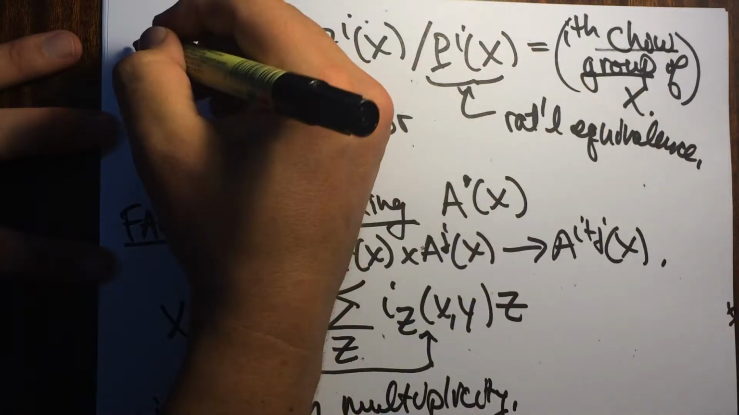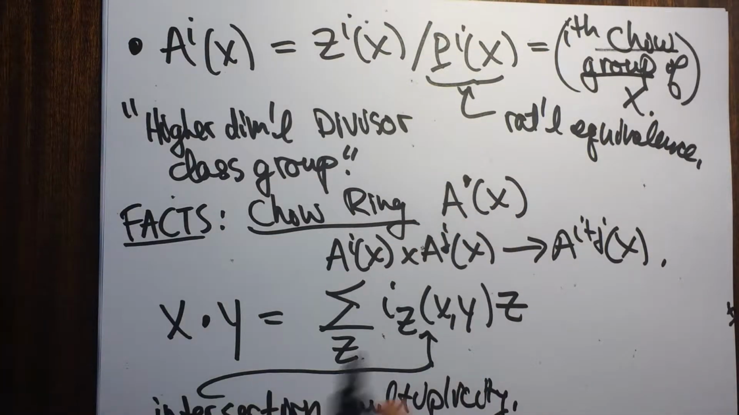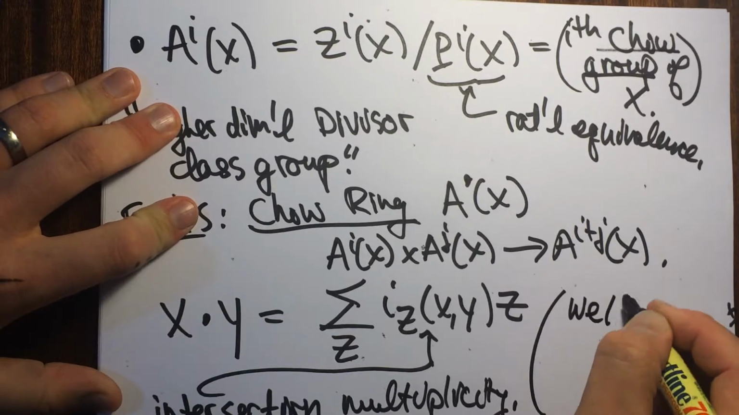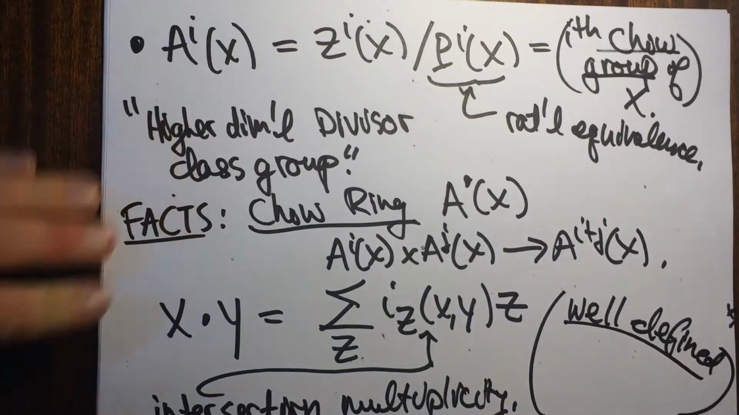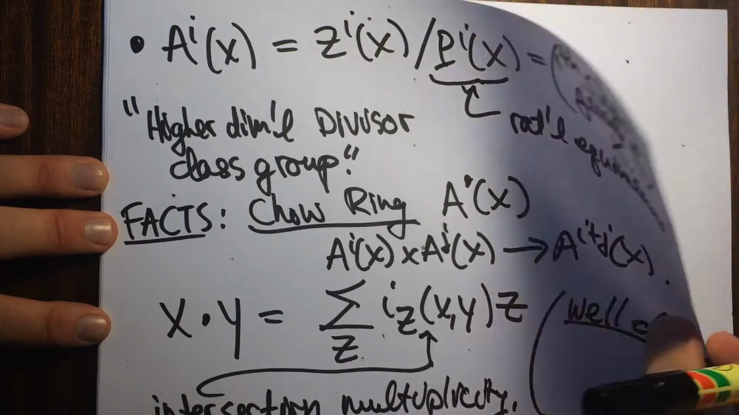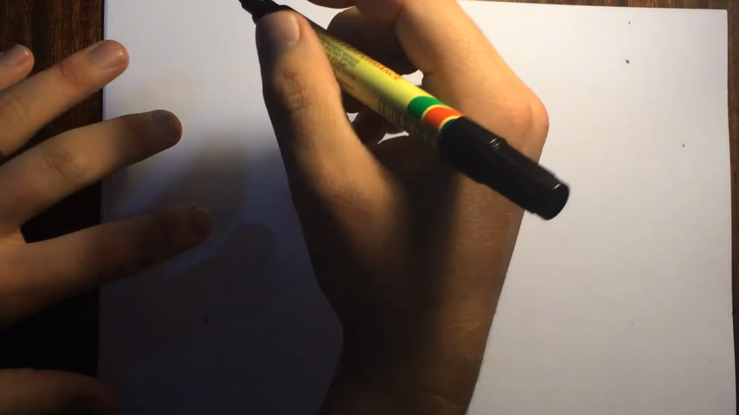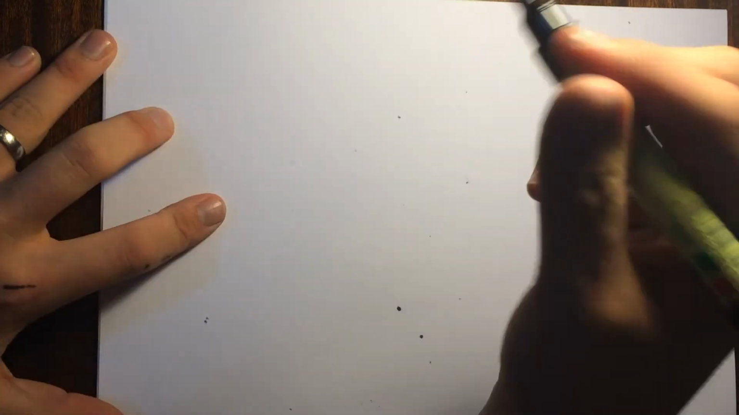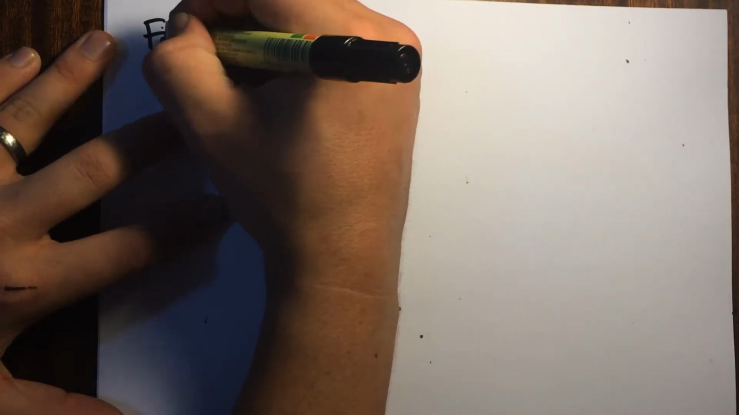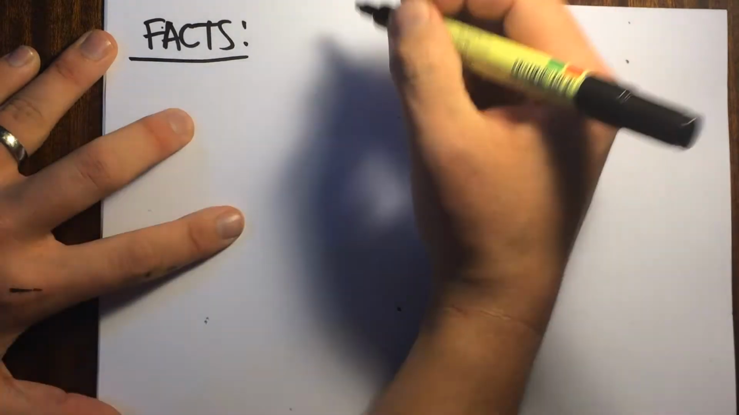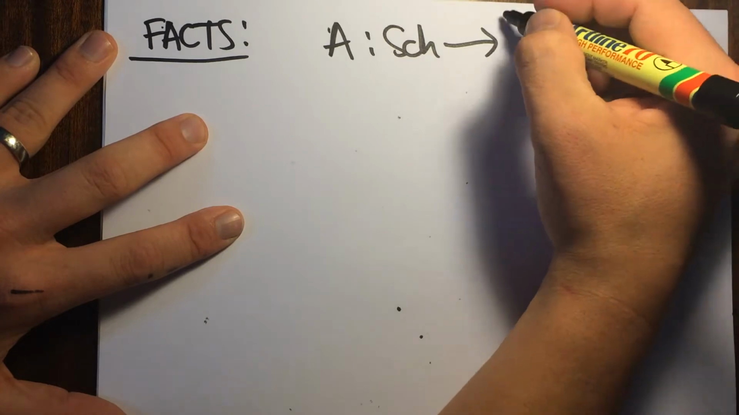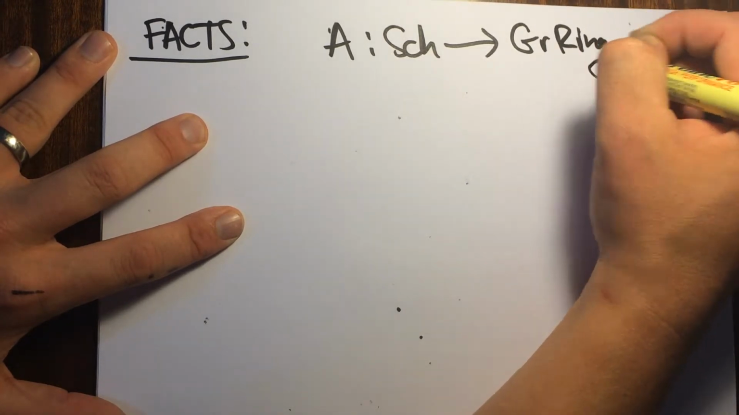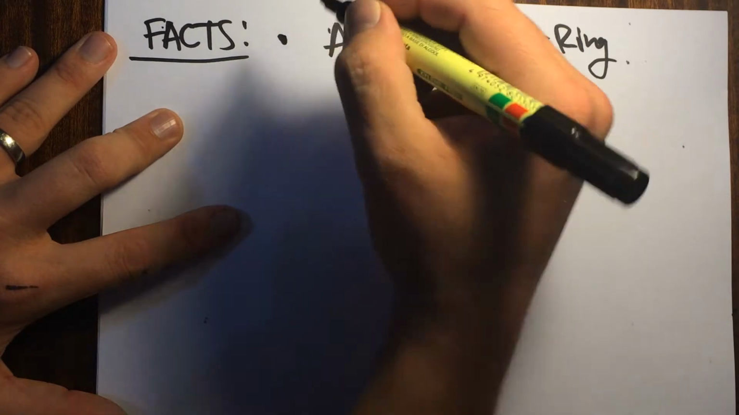Okay, so we have this Chow group, and now we have this Chow ring, and this is well defined. So it's a fact that this is well defined. Given this, some more facts. So this thing takes schemes, and what it does is it gives us a graded ring, and this is functorial.